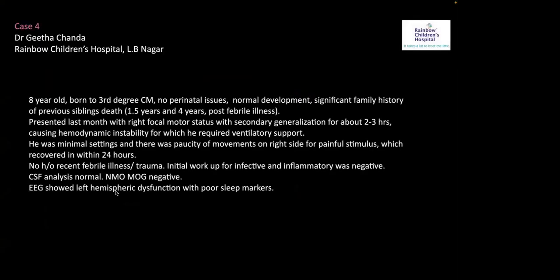Yeah, over to you, Geeta. So this is an 8-year-old male child who was born out of third-degree consanguineous parents. There were no perinatal issues. He was developmentally normal, but he had a significant family history of 2 previous siblings' death, one female and one male, around 1.5 years and 4 years of age. Complete details are not known here.